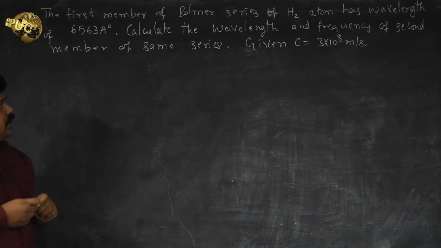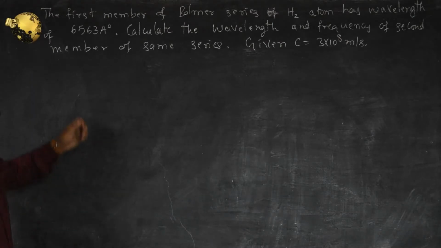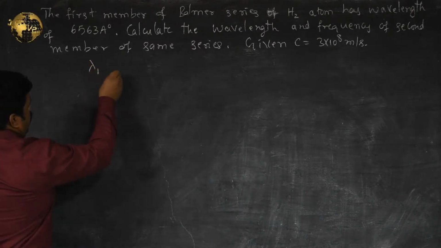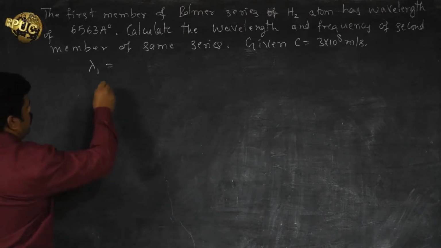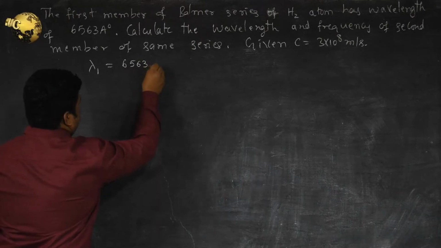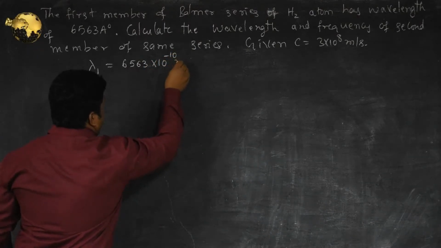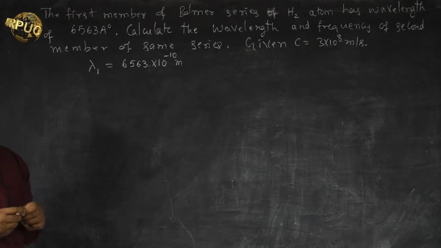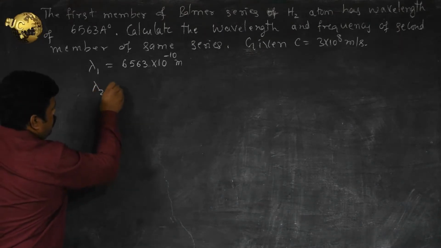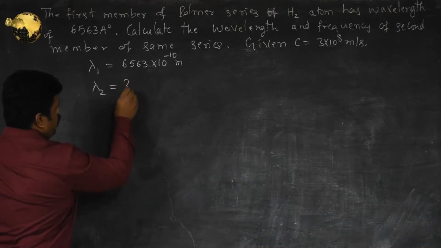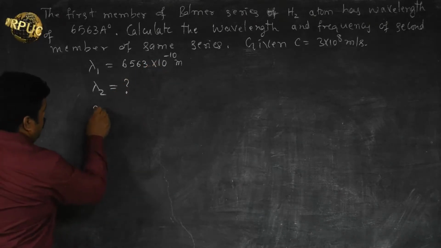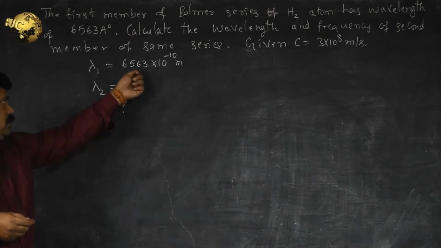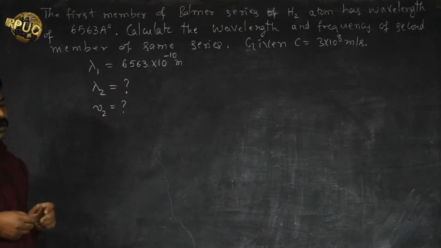The first member of the Balmer series of hydrogen atom has a wavelength of 6563 angstrom. So lambda 1, for the Balmer series of hydrogen atom, I take it as 6563 angstrom, that is 10 to the power minus 10 meter. Calculate the wavelength and frequency of the second member of the same series, that is lambda 2, and also the frequency, I call it mu 2. Once we calculate the wavelength, it is easy to calculate the frequency. So using this, we have to calculate lambda 2 and mu 2.